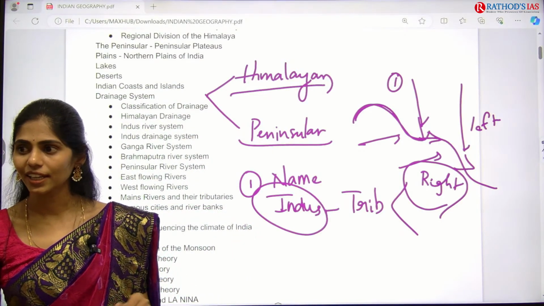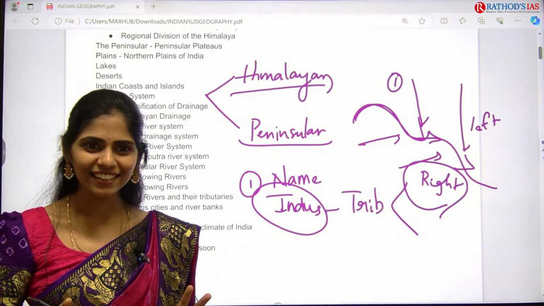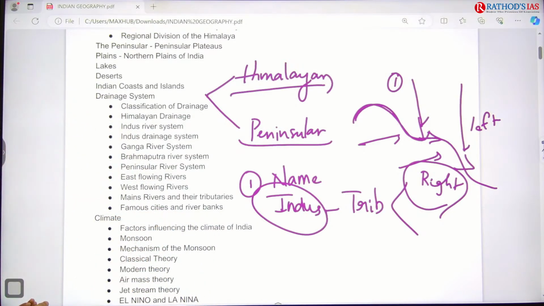Getting the points, like how to read this drainage system? Understanding? Am I going fast? No, right? Okay, so that is the thing that you have to see.